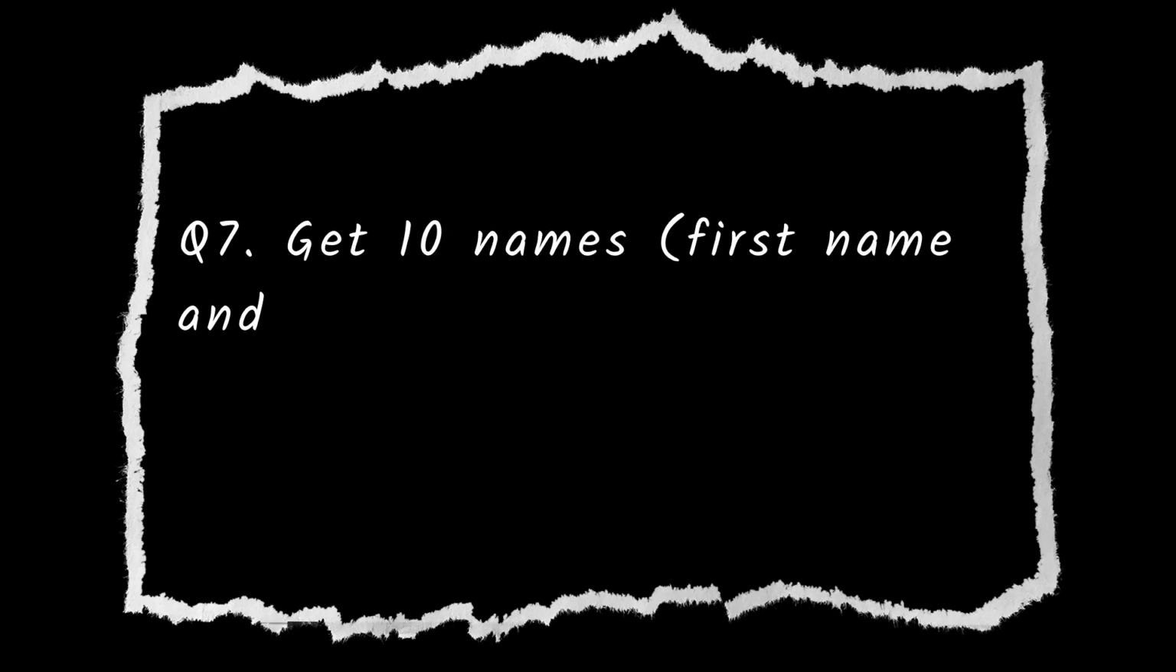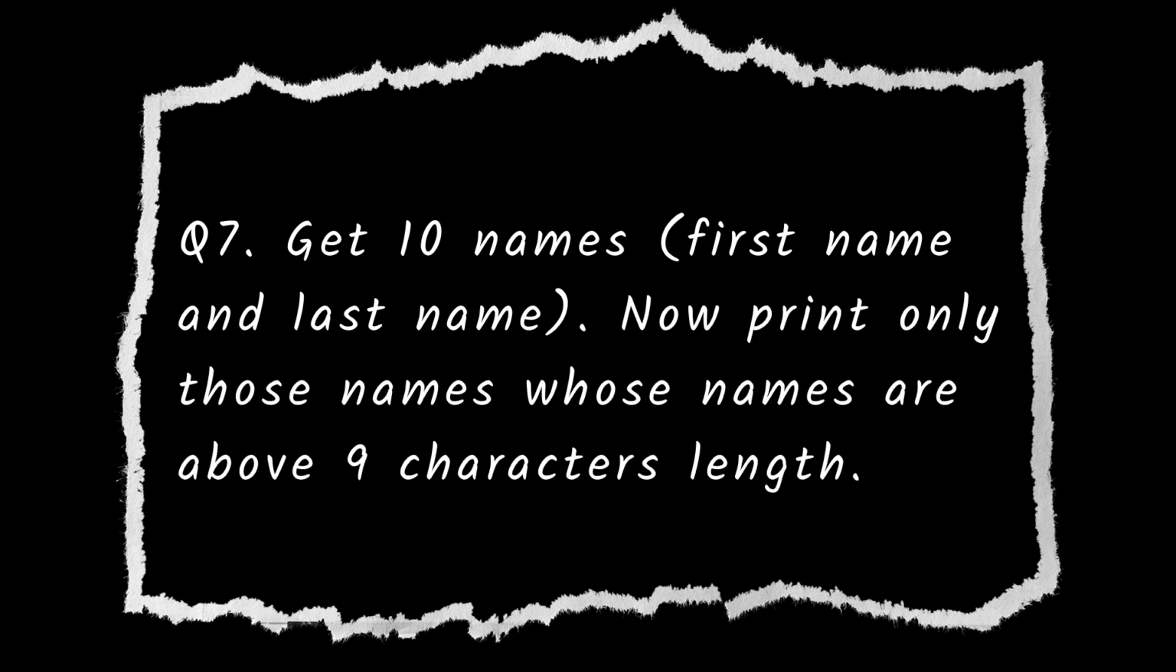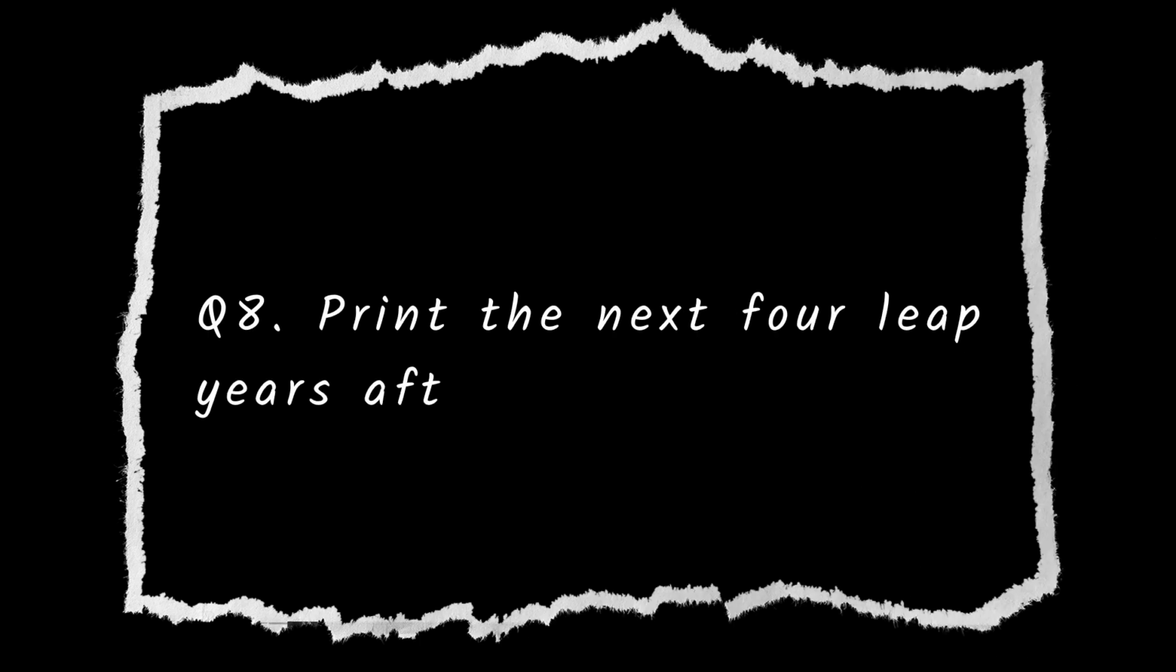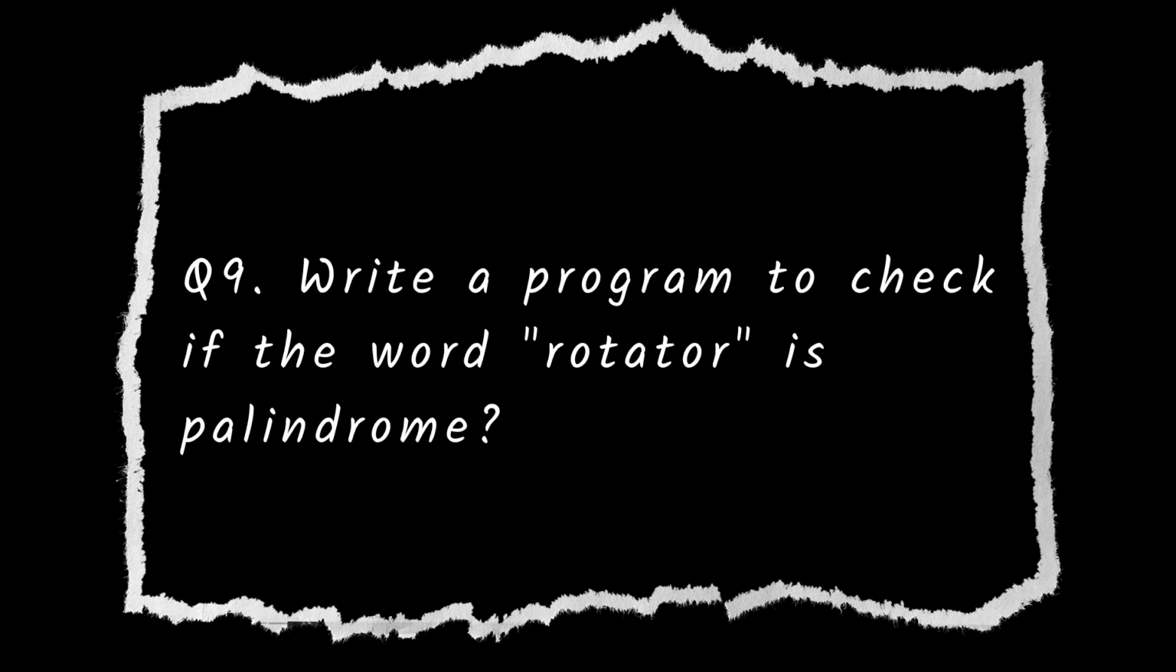The question number 7 is, get 10 names, first name and last name. Now print only those names whose names are above 9 characters length. The question number 8 is, print the next 4 leap years after 2023. The question number 9 is, write a program to check if the word rotator is palindrome.